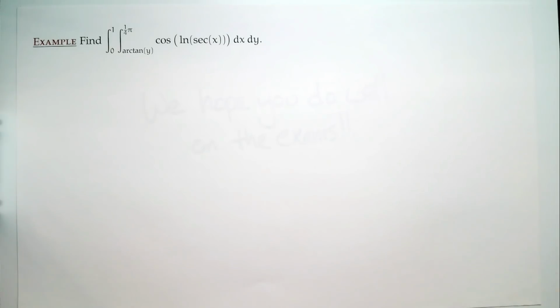Find the integral from 0 to 1, the integral from arctangent of y to pi over 4, cosine log of secant of x dx dy. You knew that we'd have to end with an arctangent. This is the last chance we're all going to be together. So we've got to end on a positive note.